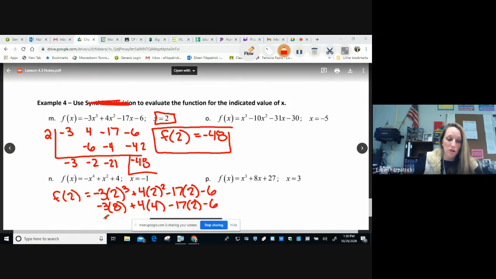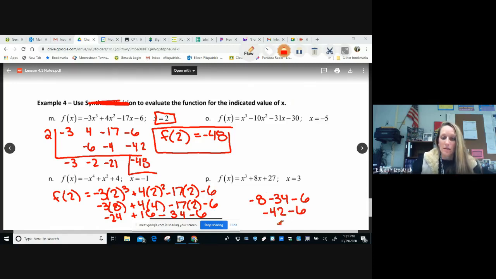Now I'll go through and do multiplication. Negative 24, positive 16, negative 34. There we go. And then minus 6. All right. Negative 24 and 16. That's going to be a negative 8 minus 34 minus 6. That's going to be a negative 42 minus 6. That's going to be a negative 48. Okay, so when I plug the value in, I get an evaluation of negative 48.